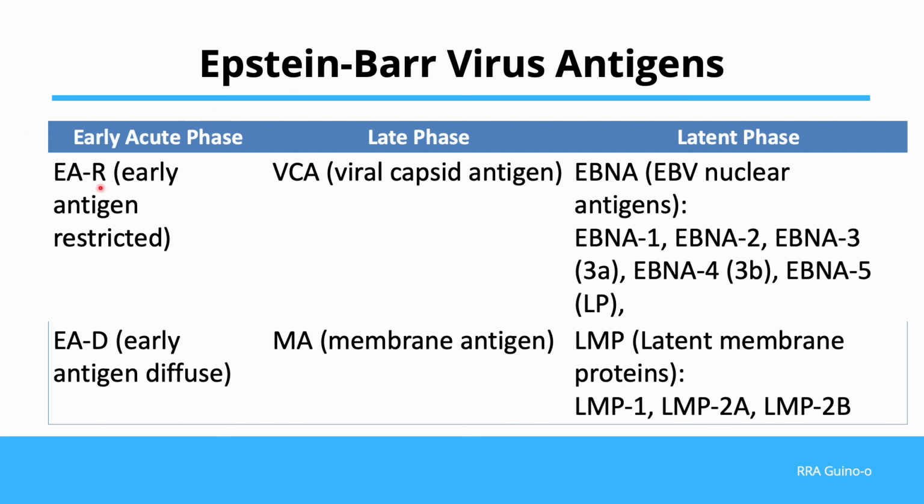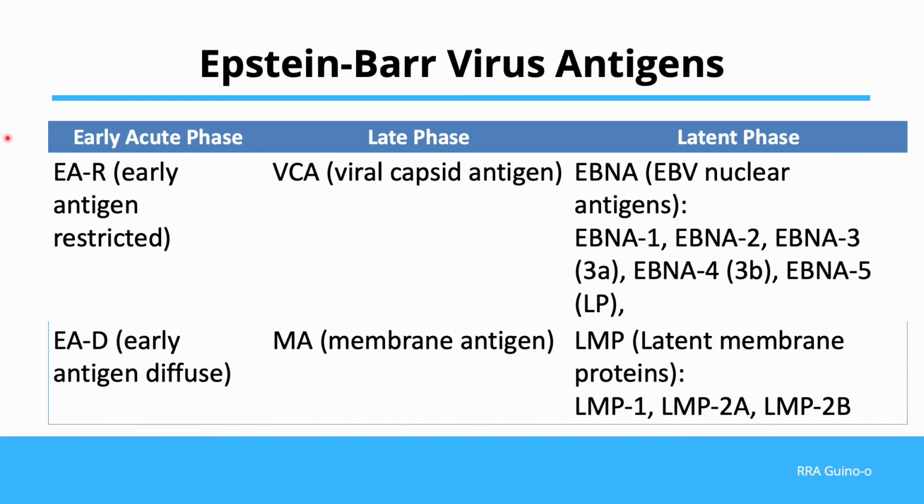So first, in the early acute phase, we have EAR, which stands for early antigen restricted, and our EAD, or early antigen diffuse. Now, these 2 antigens get their names depending on where they are found in the infected cell. The restricted antigens are restricted to the nuclei. Meanwhile, the diffuse antigens are found both in the nucleus and in the cytoplasm of the infected cell.